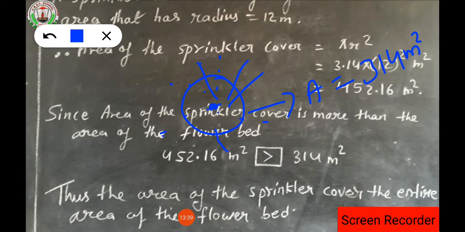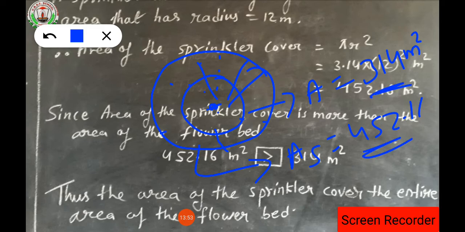Okay, so while finding the sprinkle area here, its sprinkle area is how much? Sprinkle area is 45216 meter square. So this area is greater than this area, isn't it?